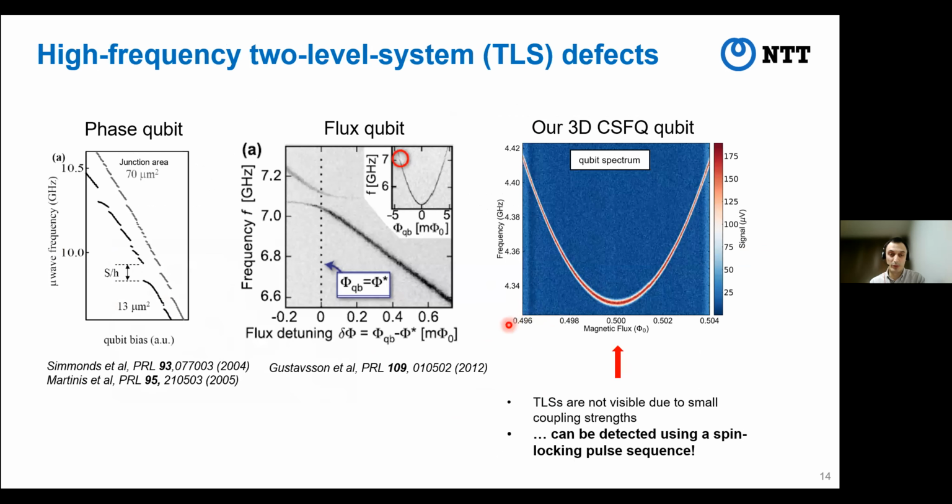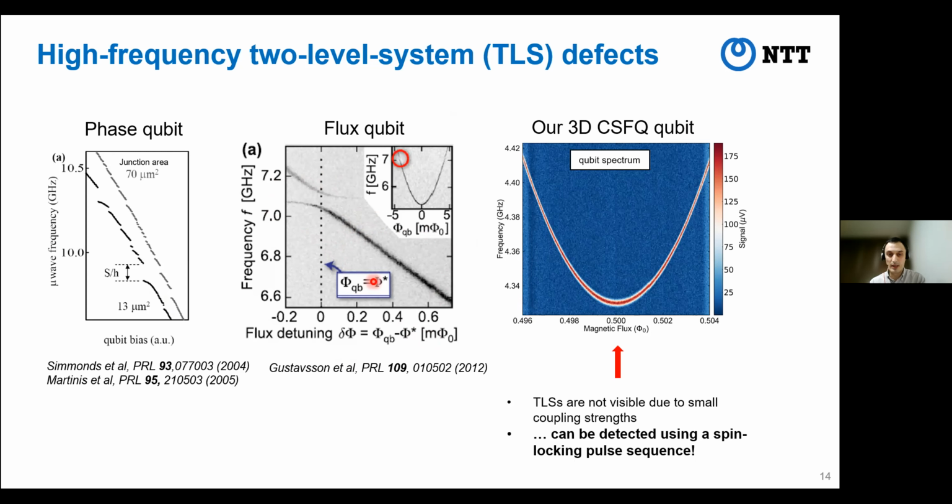First, I would like to provide some background information about TLS spectroscopy techniques. So if you have a flux tunable qubit, such as a phase qubit or a flux qubit, and the coupling strength between the qubit and the two-level system is large, you can see an avoided crossing in the qubit spectrum.